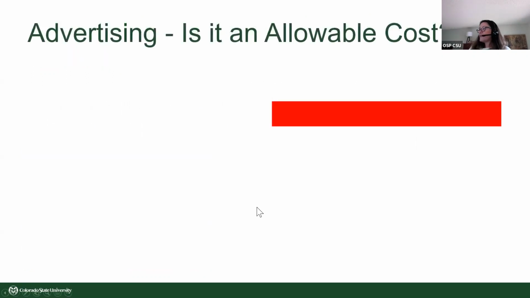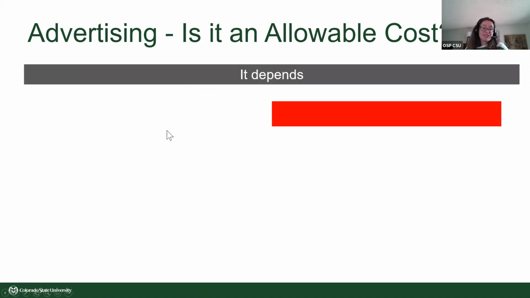So I have this question here, advertising. Is advertising an allowable cost? What would you say? Would you say yes, no, or it depends? Go ahead and chime in the chat. What do you think about advertising? It depends. I shouldn't have given you that option. No, I'm joking. Because it always depends, right? You're right. It actually does depend. Okay. So it depends. That's our answer.